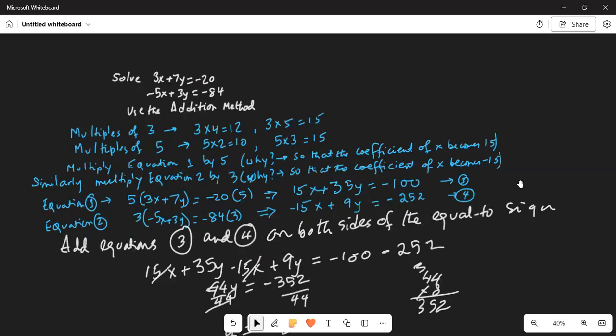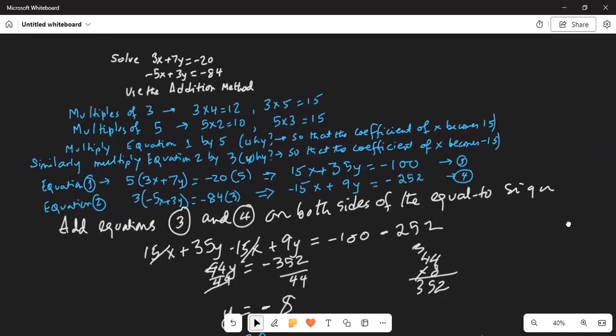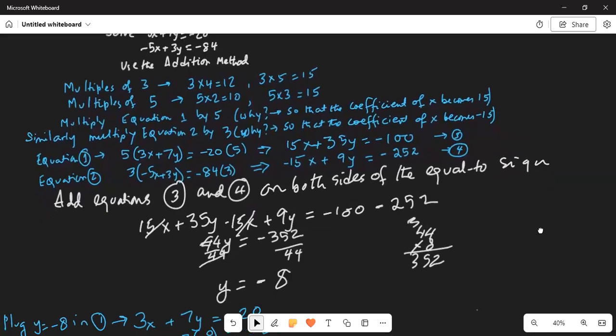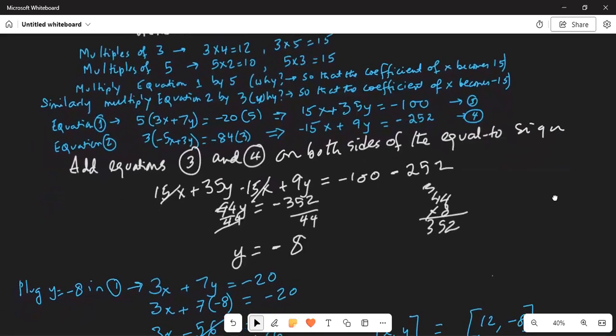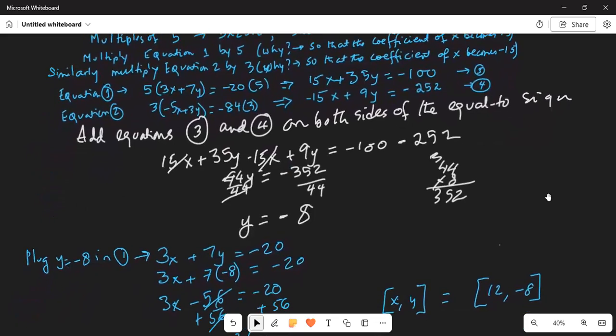So when I multiply equation 1 by 5 on both sides, I get 15x plus 35y is minus 100. And when I multiply by 3 on both sides of equation 2, I get minus 15x plus 9y equal to minus 252. Then I add the two equations on both sides. I cancel out the x, and I'm left with 44y equal to minus 352. So I want to remove the 44 in front of y. I divide by 44 on both sides, and I get y equal to minus 8.